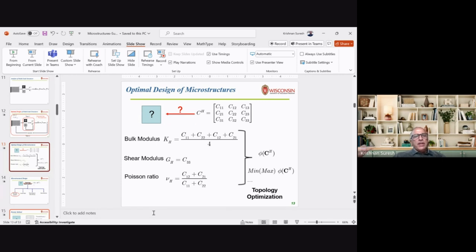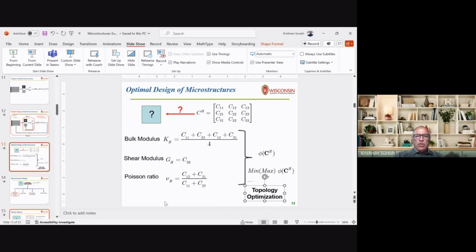And people try to aim for different types of behavior. I want a stiff microstructure. I want a strong microstructure, and so on and so forth. And you do that through a process called topology optimization. So that's the basic idea of what happens in the design of microstructures.